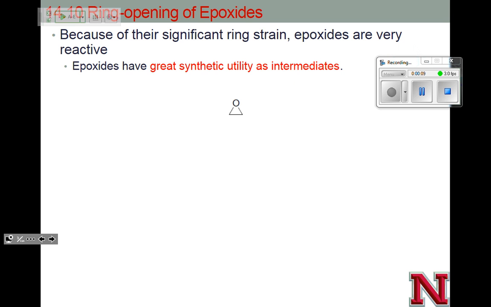We're going to continue our discussion on epoxides, specifically their reactivity. So we already started talking about how to make them.